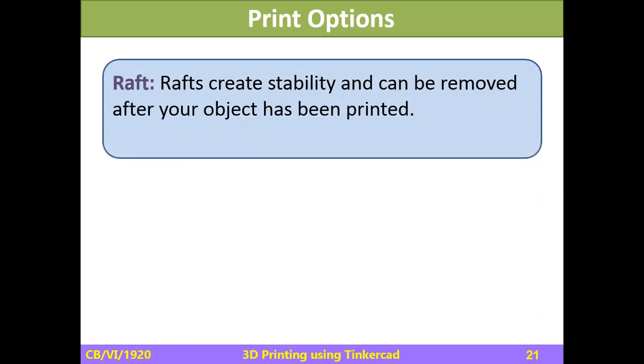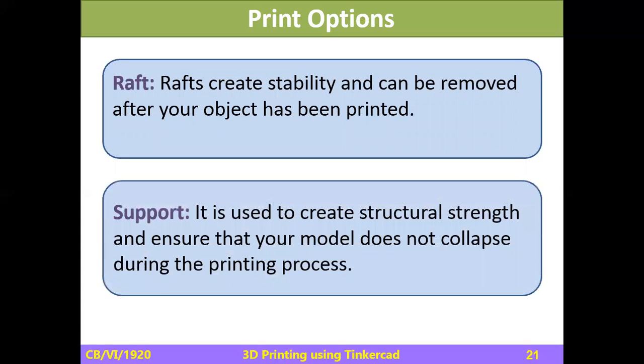Then raft creates stability and can be removed after your object has been printed. So one type of stability, मतलब कि अगर आप कोई print करें, for example you are printing one face, right? If you are printing one face, raft helps the face stay on the printing bed. So it's one type of stability.